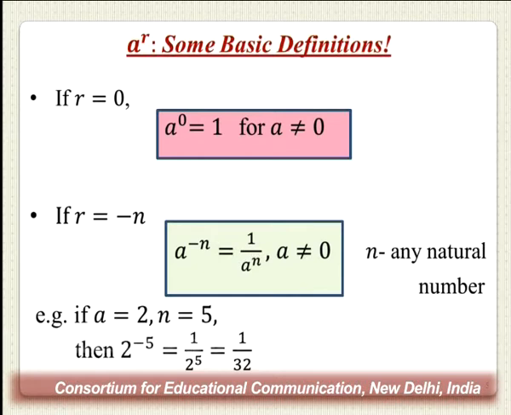Let's look at an example to illustrate an exponent which is a negative integer. So for example, if I take a equal to 2 and n equal to 5, then, because I've taken r to be minus n, r becomes minus 5, so that my expression a to the power r becomes 2 to the power minus 5, which is 1 upon 2 to the power 5, and that is nothing but 1 divided by 32.